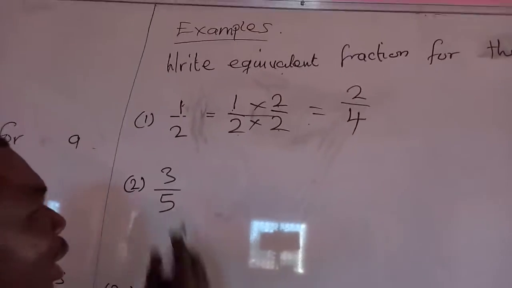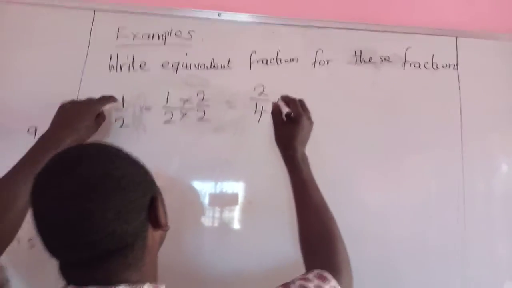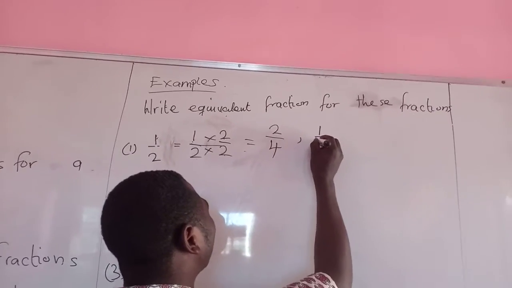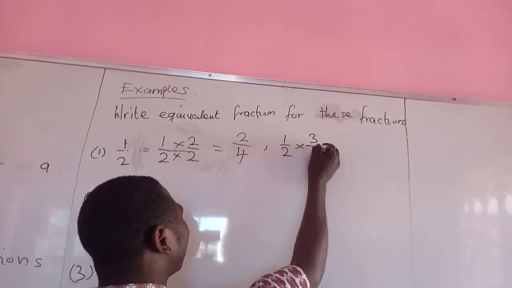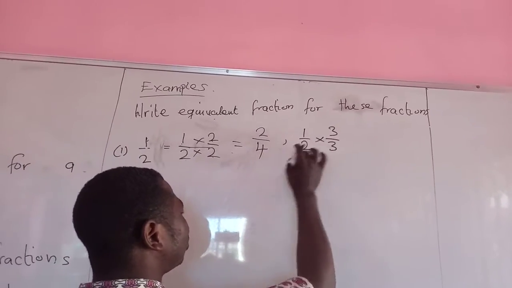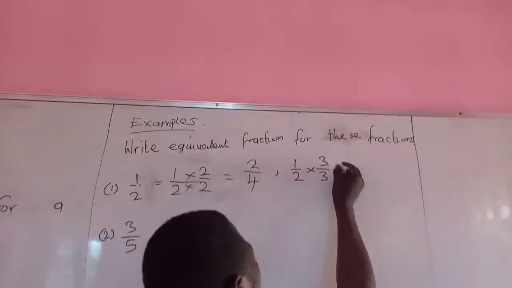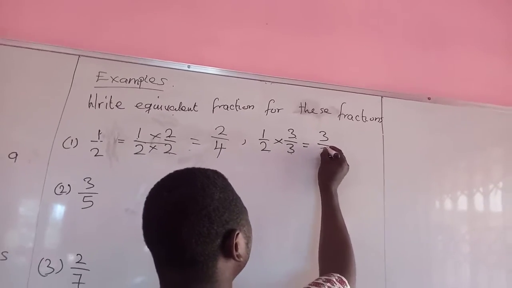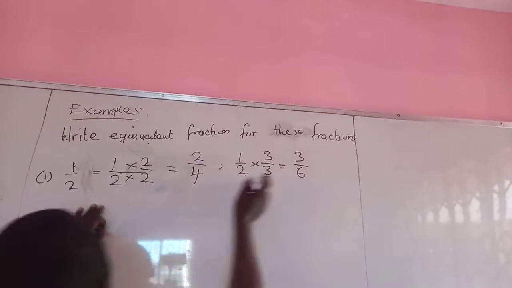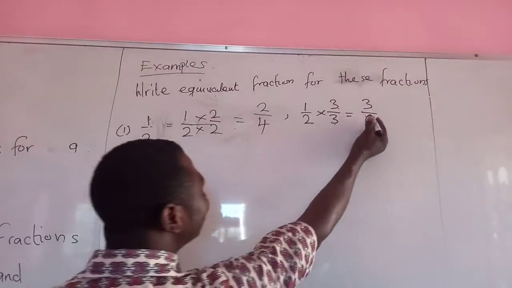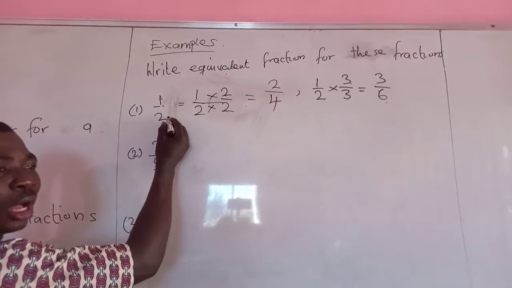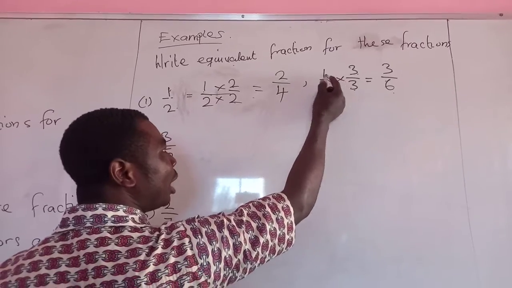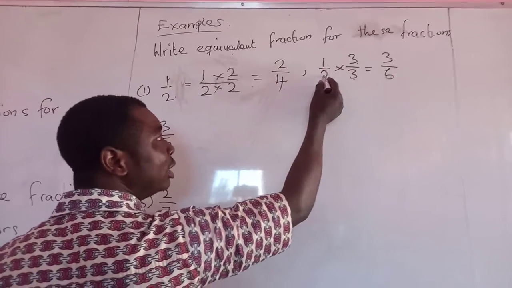Okay? Another one, you can still find equivalent to this by multiplying by 3. So let's continue. Let's say 1 out of 2 times 3 out of 3, because I multiply 3 to this and this. So 1 times 3 will give me 3, right? 2 times 3 will give us 6. So this 3 out of 6 is equivalent to 1 out of 2, because I just multiply 3 by the numerator and 3 by the denominator.